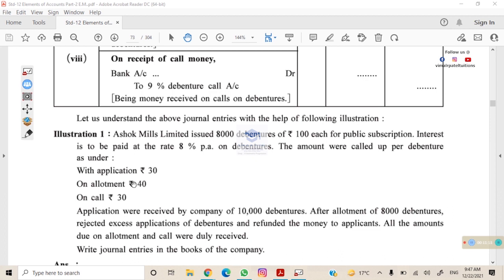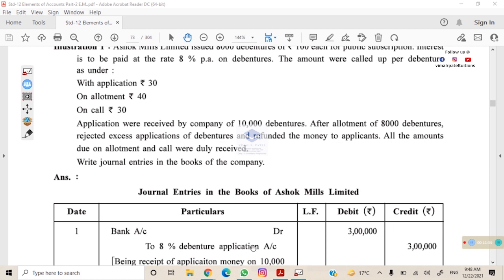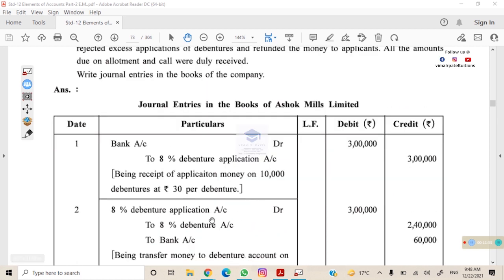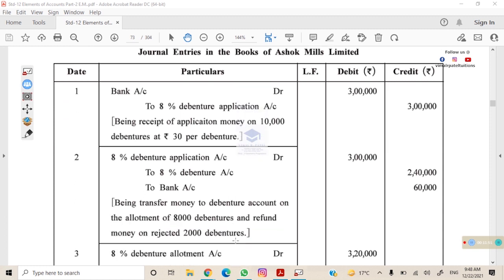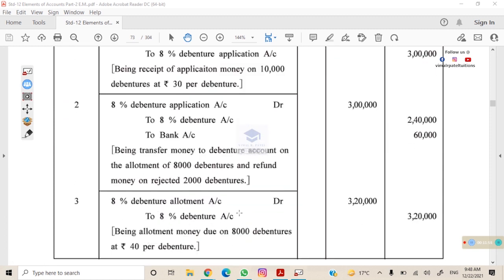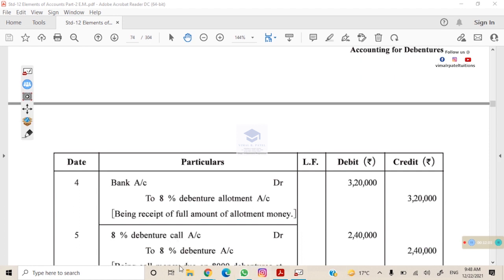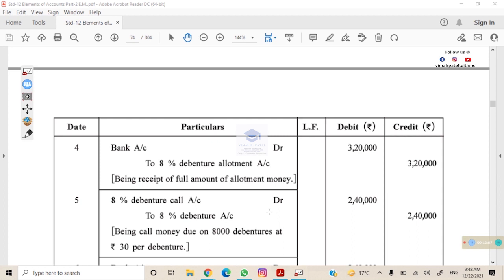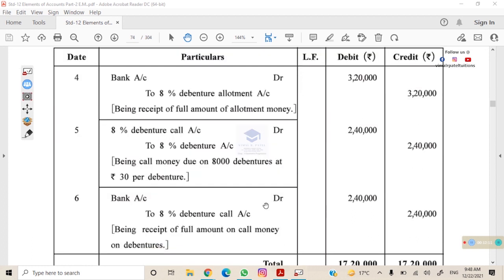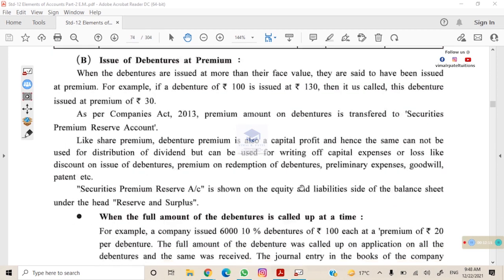per debenture as under: with application, with allotment and with call. Applications were received for 10,000 debentures. After allotment of 8,000 debentures, rejected excess applications and refunded money to applicants. All the amount due on allotment and call were duly received. So the first entry: Bank to 8% Debenture Application, 10,000 into 30. Then 8% Debenture Application to 8% Debenture and to Bank, 3,240,000, that is 80,000 into 8,000 into 30, and the excess 2,000 into 30 will be refunded, credited to bank. Then 8% Debenture Allotment to 8% Debenture, 8,000 into 40, Bank to Debenture Allotment 320. Then 8% Debenture Call to Debenture, 8,000 into 30, and Bank to 8% Debenture Call, that is 8,000 into 30.